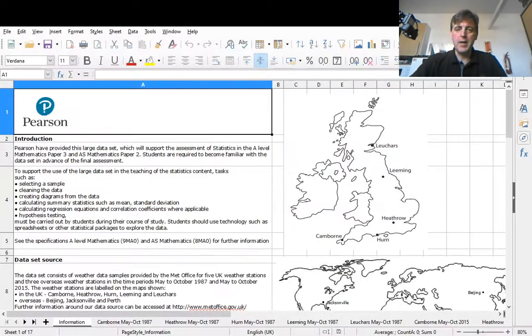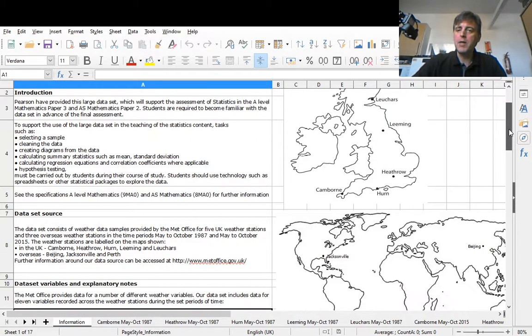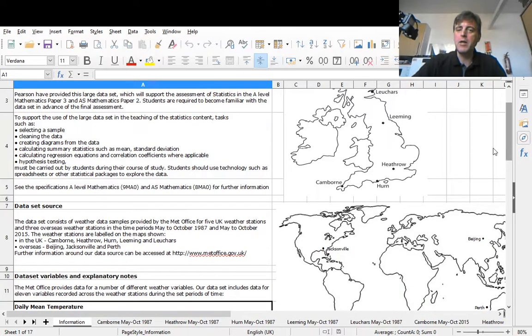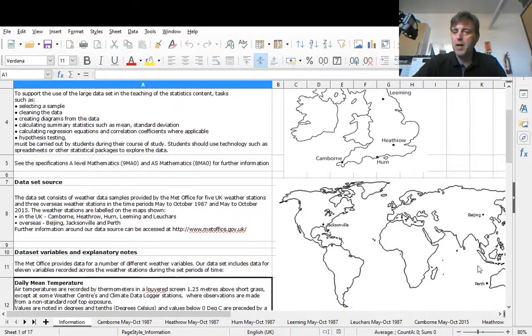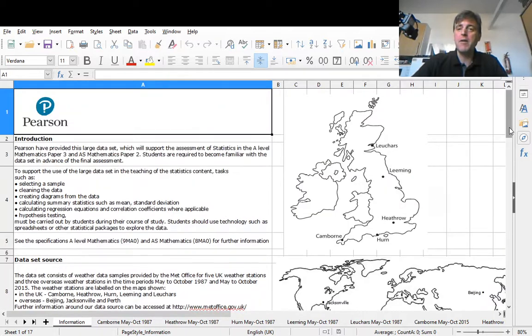So let's pull up the data set and have a look at it here. All right, so this is what you're going to have. You're going to have an Excel or a spreadsheet here, and this is sort of like the information screen here. And you can see, if you look over on the right here, you can see the locations of the weather records in the United Kingdom here. And if I scroll down just a little, you can see there's 3 international locations here as well. There's Jacksonville in America there, Beijing in China, and just, if you can see it off the bottom there, Perth in Australia. I think that's weird because Perth actually is in Australia. It's not off the coast of Australia, so the maps are slightly off there.